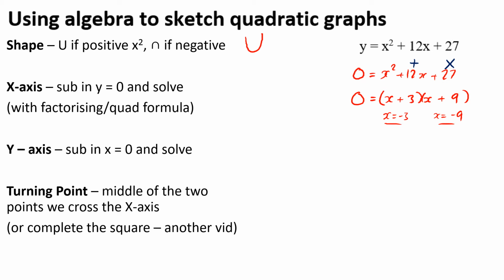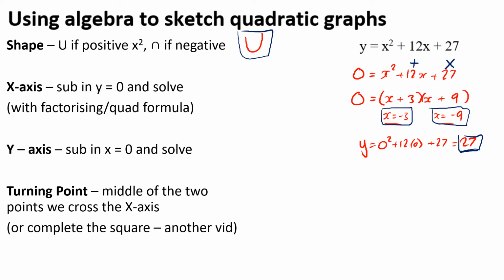Y-axis, sub in x equals 0. So that would be y equals 0 squared, add 12 lots of 0, add 27, which is just 27. You can also just read it off from the end of the equation now. So we've got 27 on the y-axis, we've got -9 and -3 on the x-axis, we've got our shape, and let's put all those things together and then we can work out the turning point.